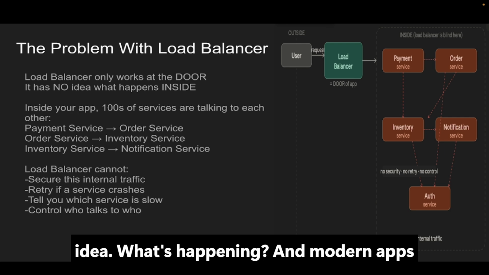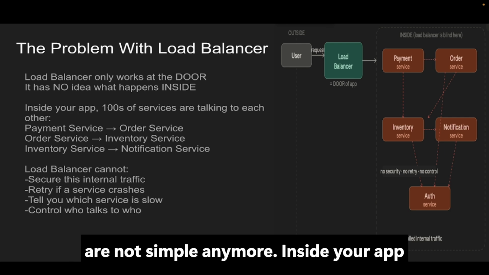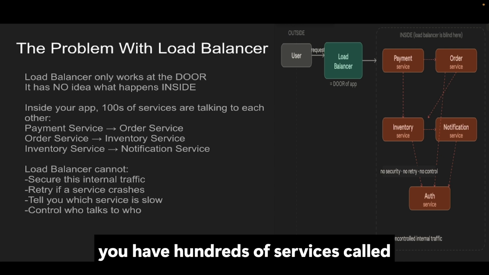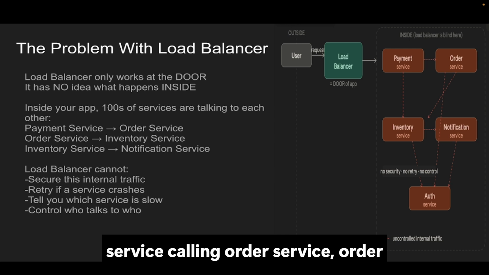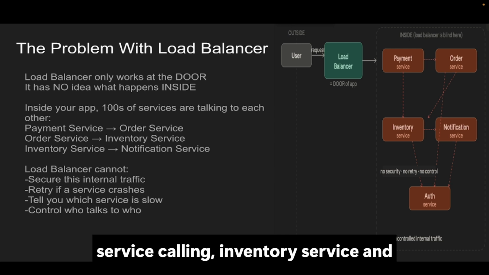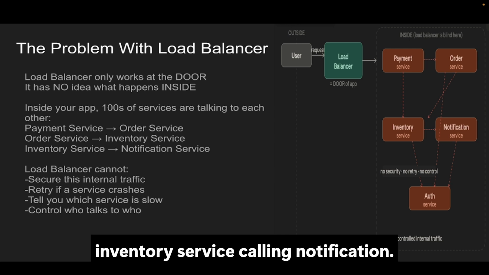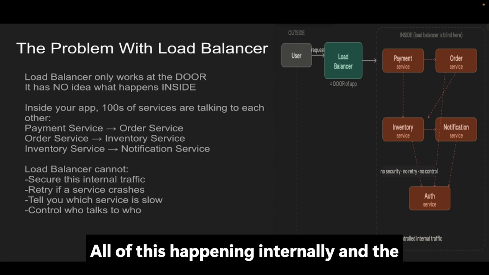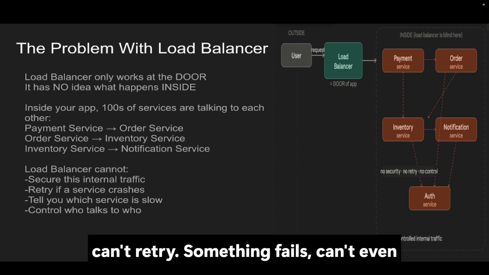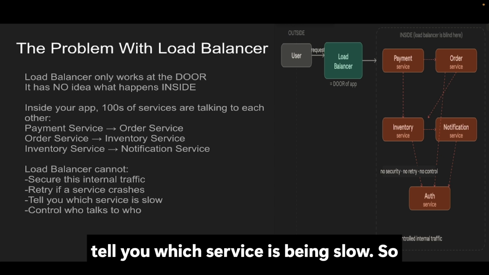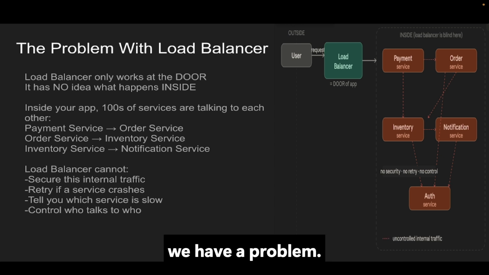And modern apps are not simple anymore. Inside your app, you have hundreds of services constantly talking to each other. Payment service calling order service, order service calling inventory service, and inventory service calling notification. All of this happening internally. And the load balancer, it can't see any of it. It can't secure it. It can't retry if something fails. Can't even tell you which service is being slow. So we have a problem.